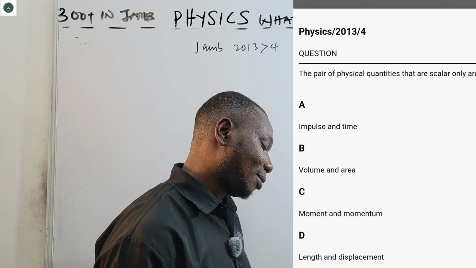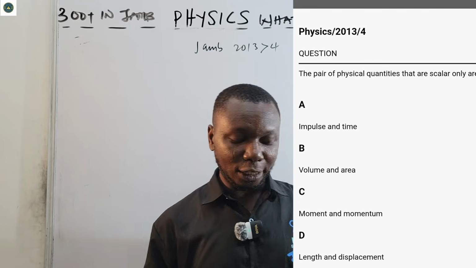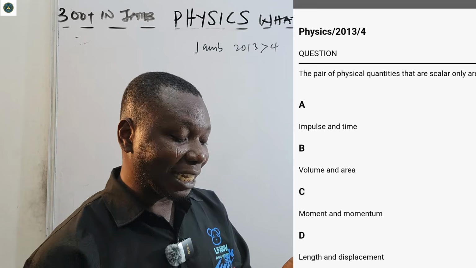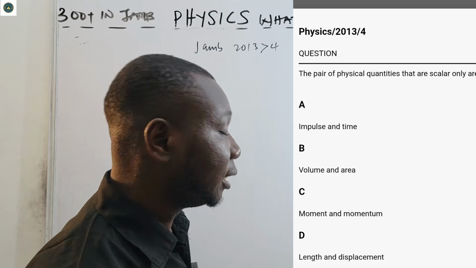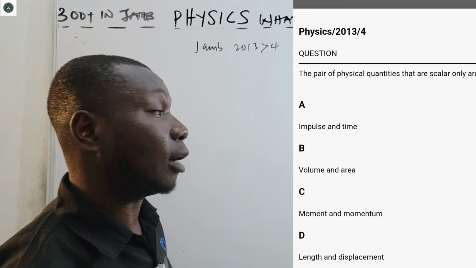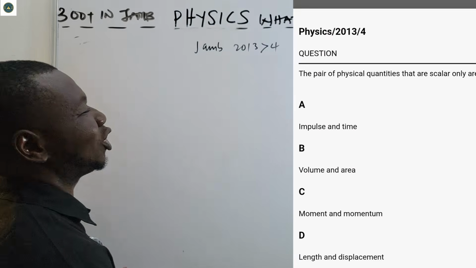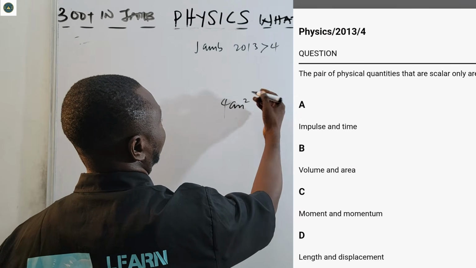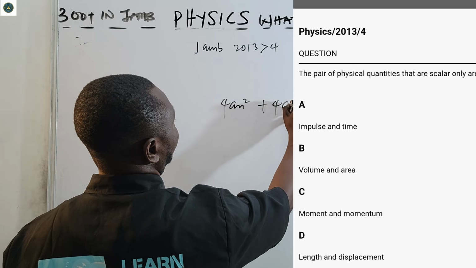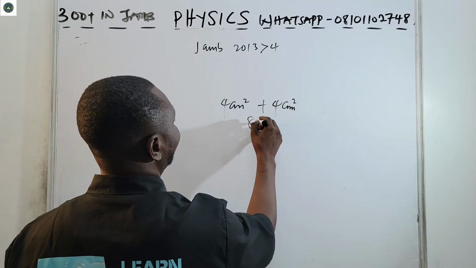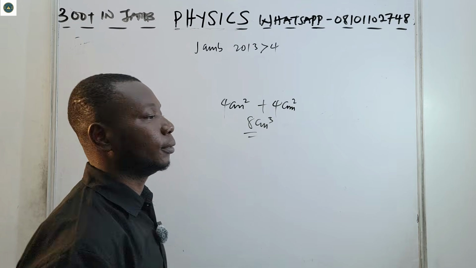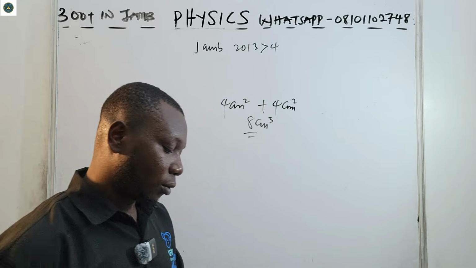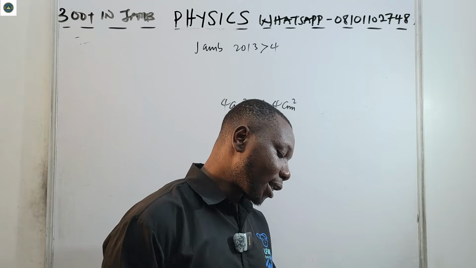You have impulse and time, momentum and moment, length and displacement. So the pair that are scalar is volume and area. Volume can just be added numerically. Maybe 4 centimeter cube of petrol plus 4 centimeter cube of petrol, if you add, you have 8 centimeter cube. It can just be added numerically by addition. So the correct answer there is volume and area.